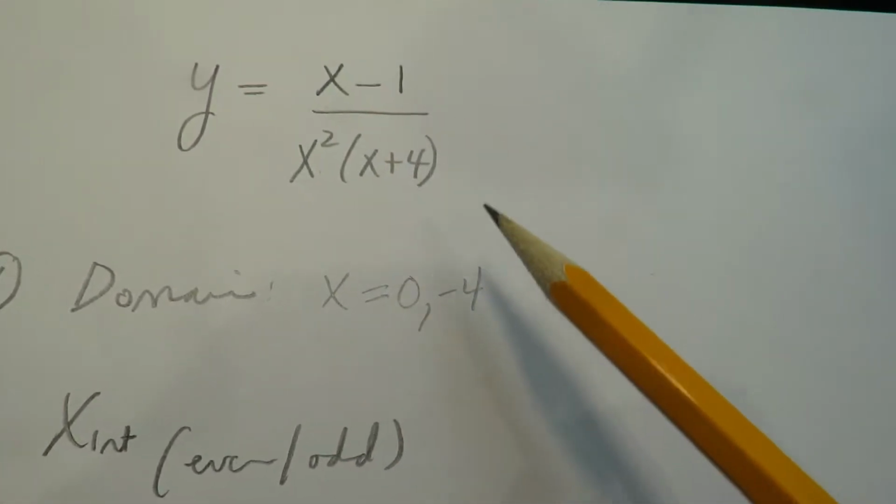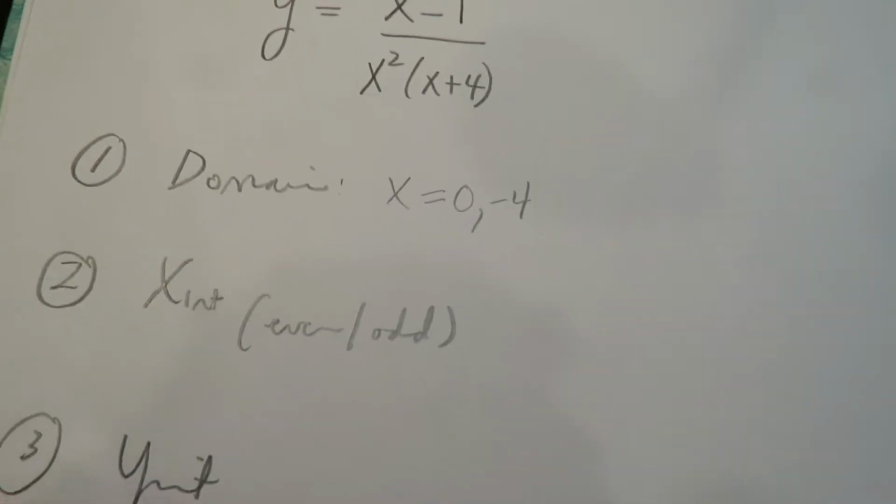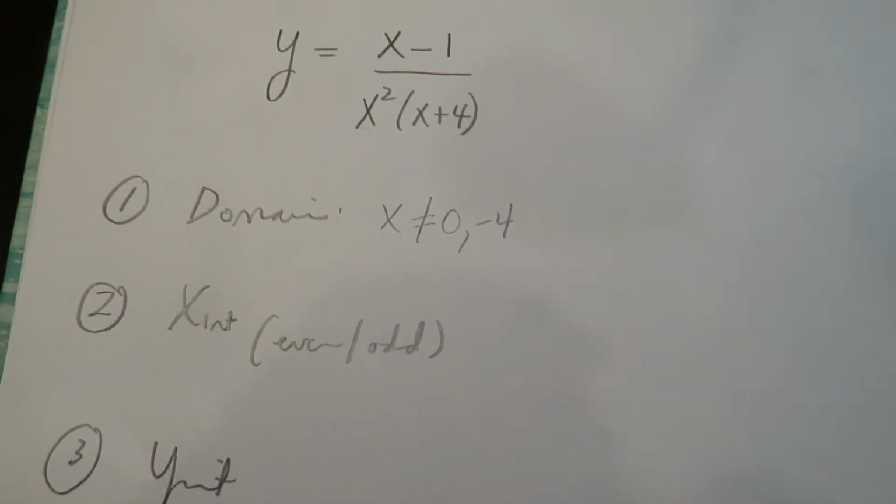Okay, so for this fraction, it's a number over 0 when it's 0 or -4. So those are domain restrictions. So you want to make sure that you say x cannot be those values.